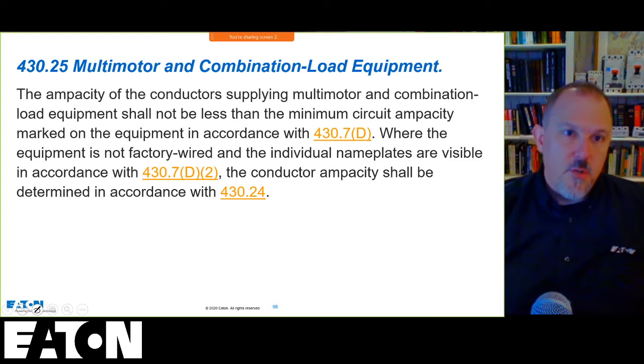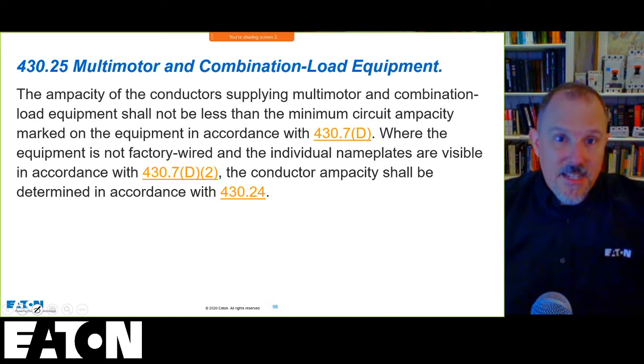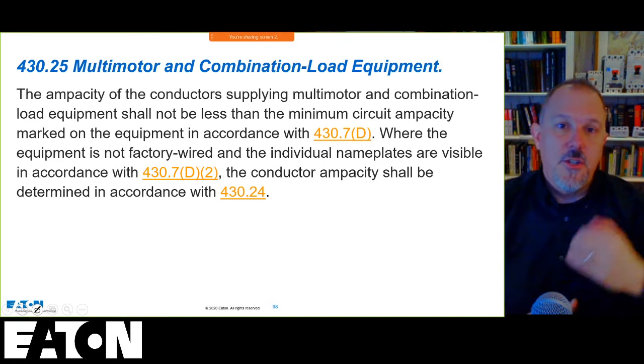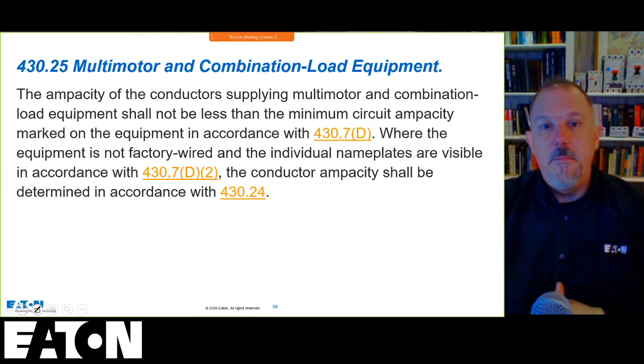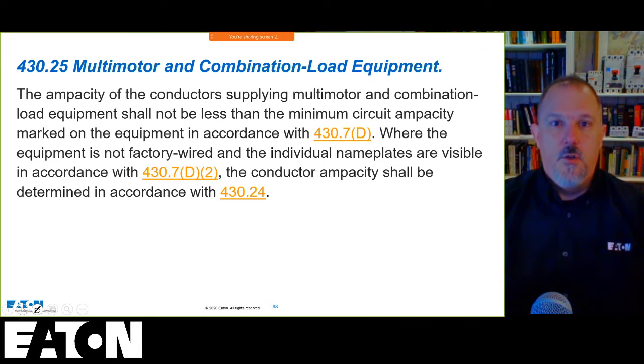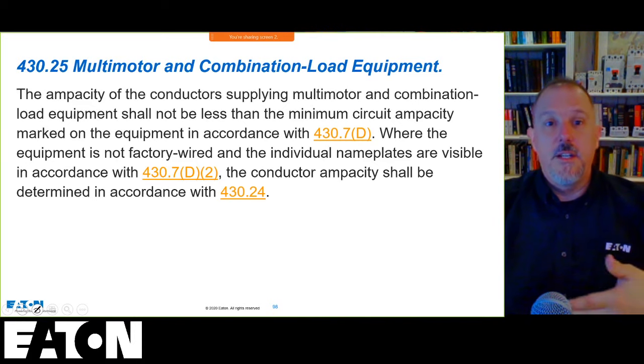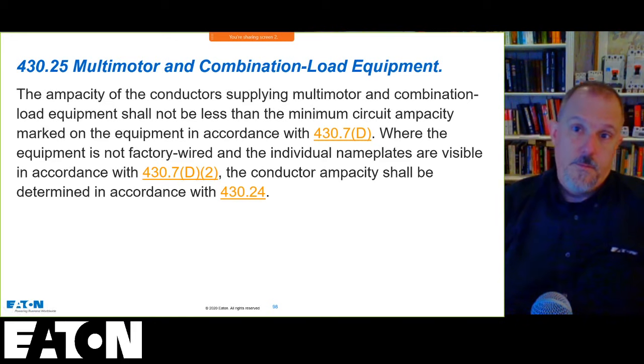430.25 talks about multi-motor and combination load equipment and the ampacity of the conductor supplying multi-motor and combination equipment. It tells you that it shall not be less than the minimum circuit ampacity marked on the equipment. So if it's a combined unit where you have multiple motors, they'll do the math for you and tell you this is your minimum circuit ampacity for this equipment. If it's not factory wired and you have the individual nameplates, then you can do your own sizing of that feeder based upon 430.72.